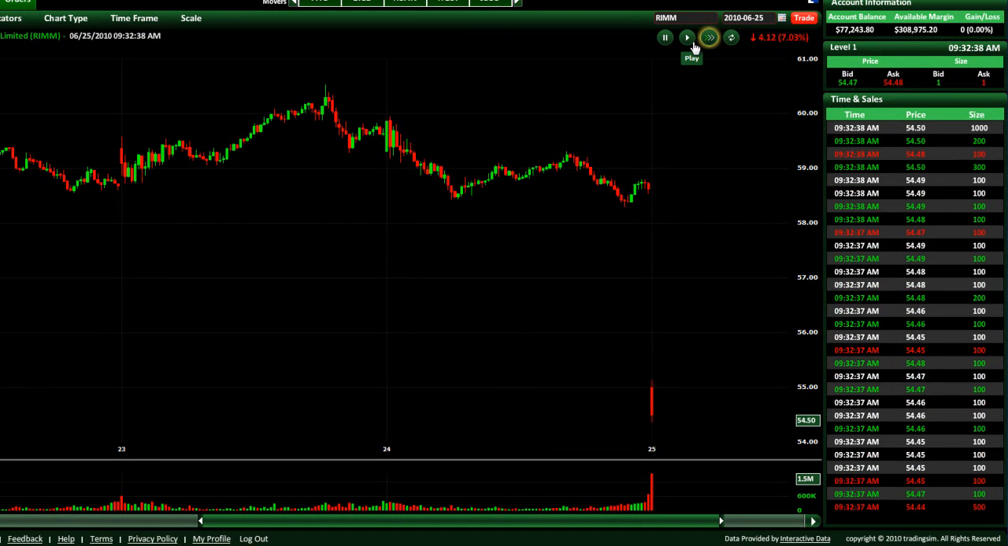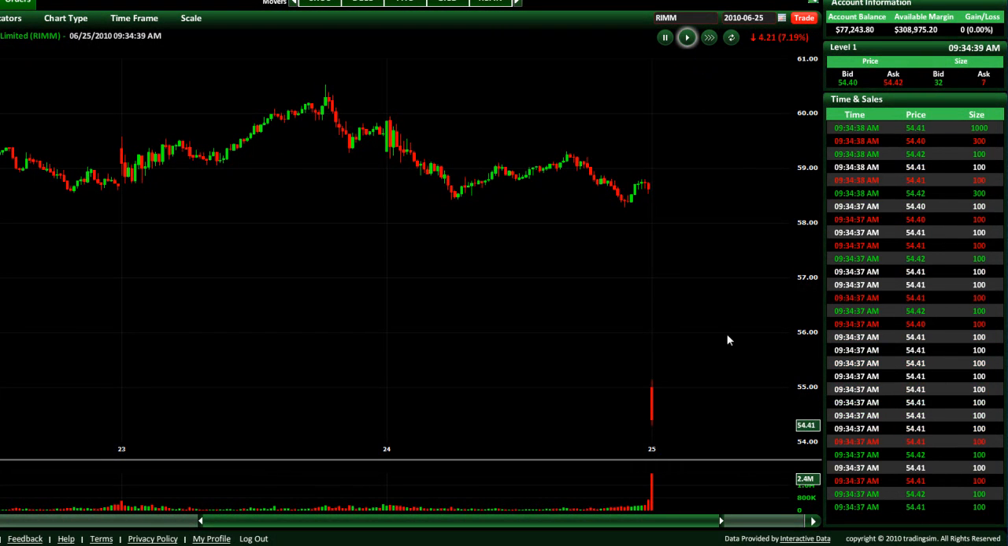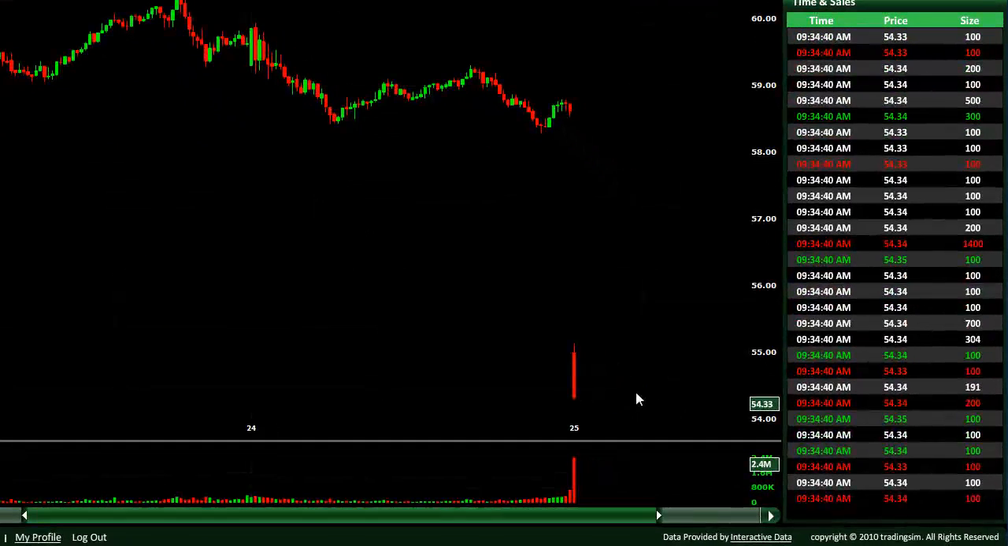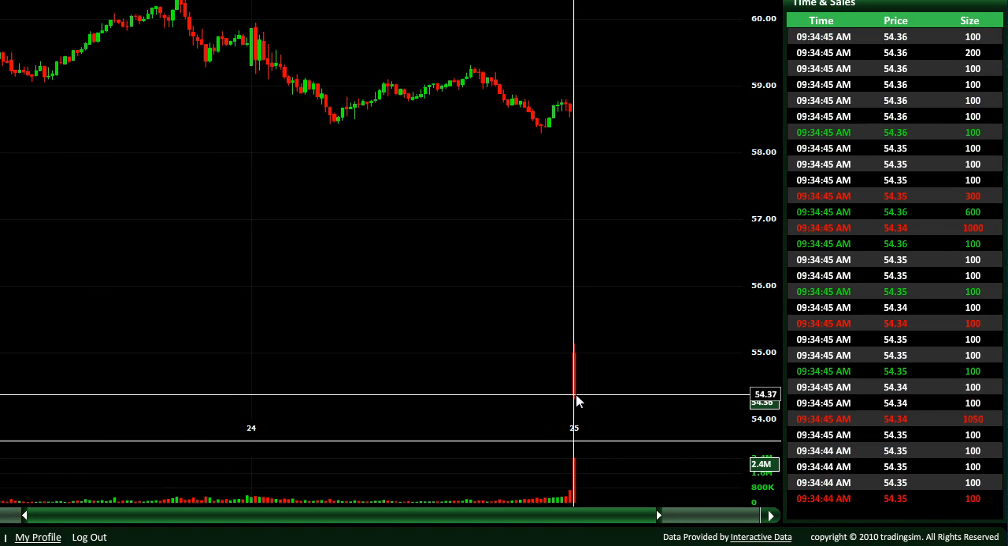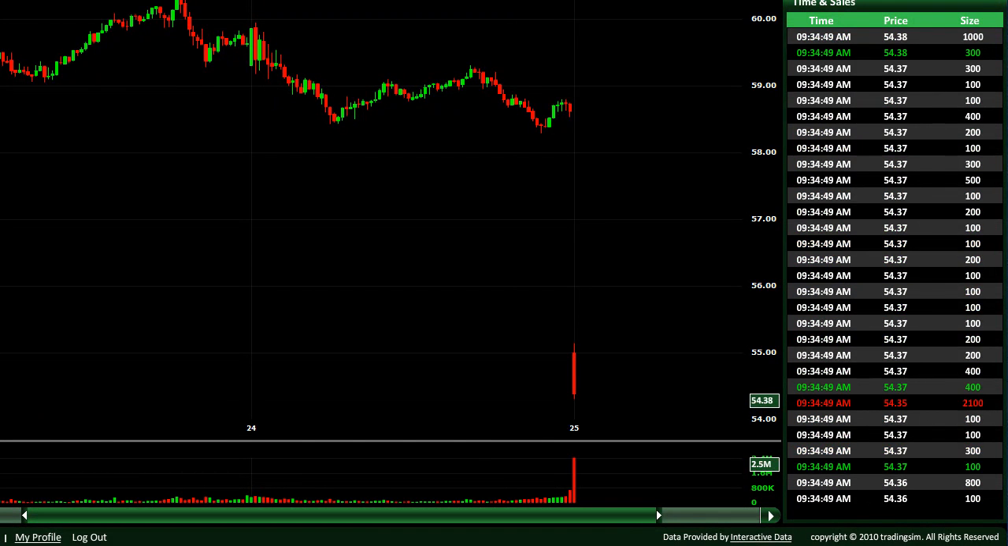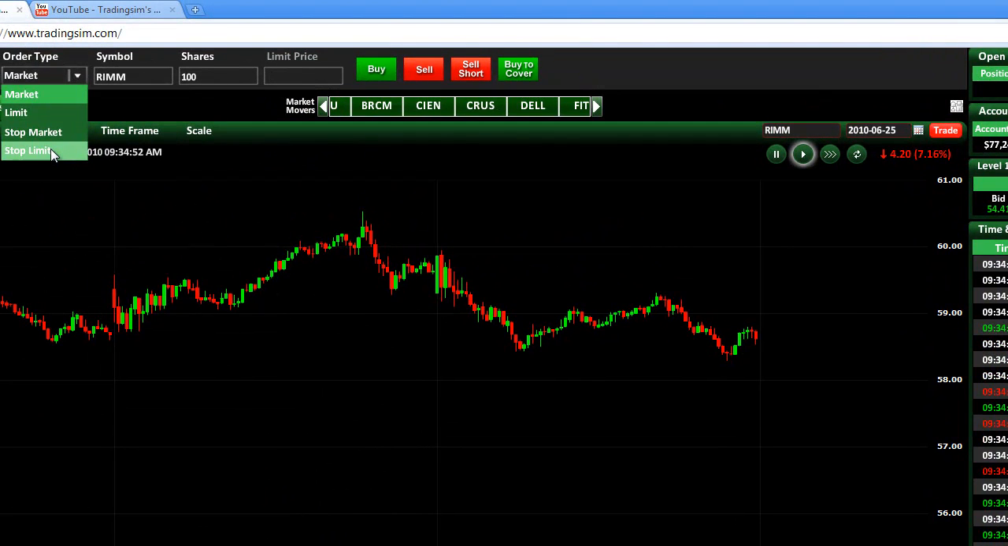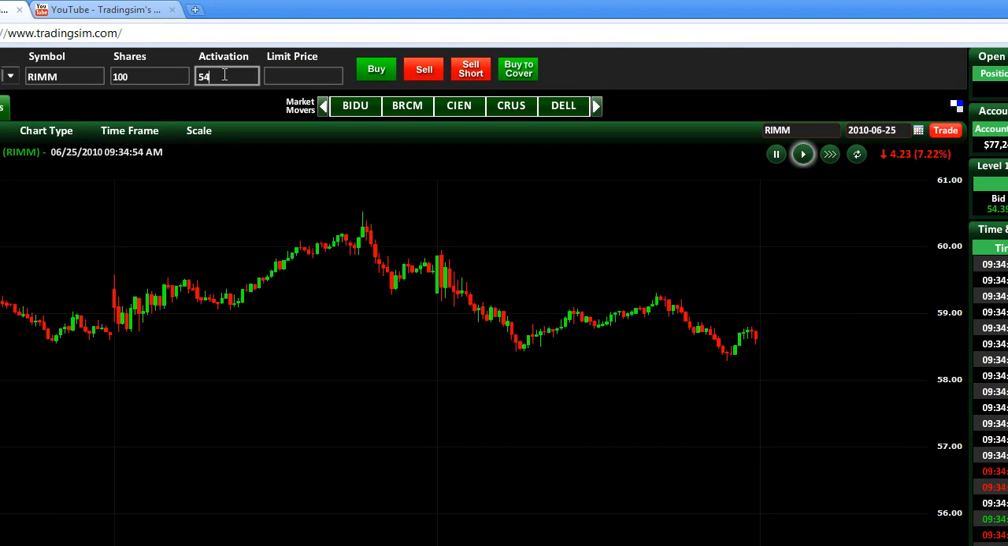So for example here, let's fast forward a little bit. This is RIM from June 25th. Alright, so you have here 54.30 is the low. So we're going to put an activation price of 54.28 or something. The limit price of 54.25. And we can do, let's say, 2,000 shares.